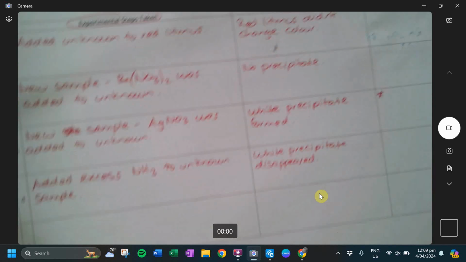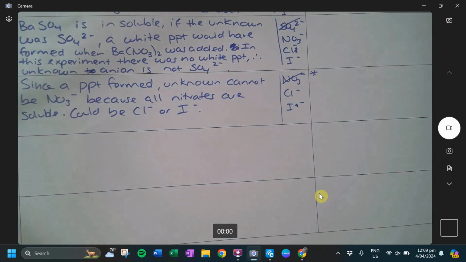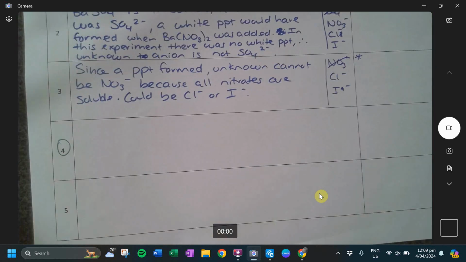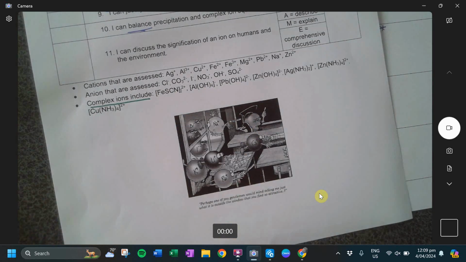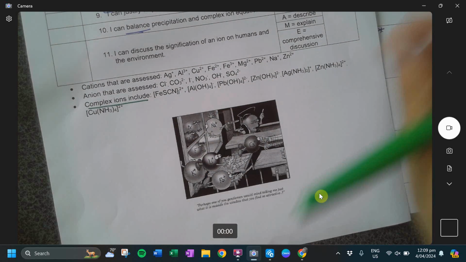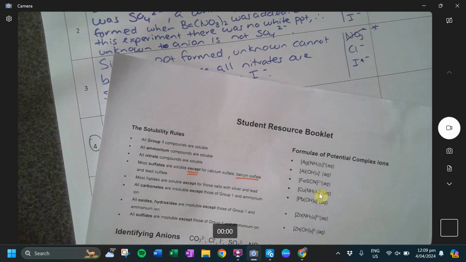All right, this one here is now an excellence level write-up, because explaining why your precipitates disappear is one of the excellence criteria. You guys were asking me this last week: why are things sometimes disappearing? Well, they're disappearing sometimes because they are forming these things called complex ions. There's a whole list of complex ions.